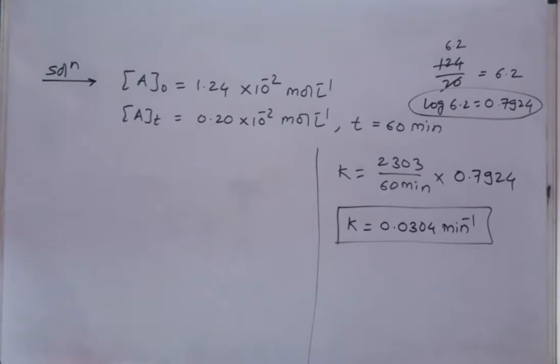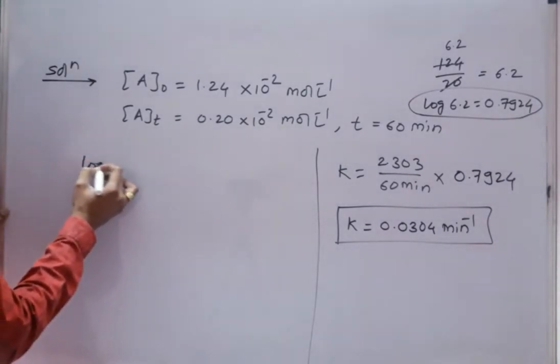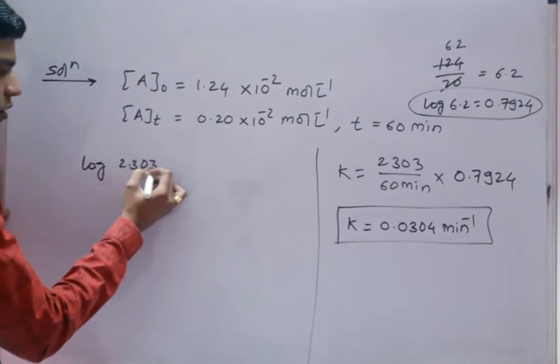So take the logs of this. Now see the log of 2.303. Log of 2.303, it is 0.23.